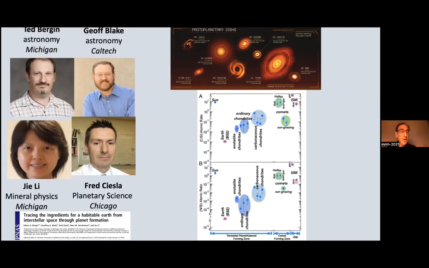The five of us published a paper in 2015, which is this little rectangle in the lower left there, tracing the ingredients for a habitable Earth from interstellar space through planet formation. So Ted and Geoff tend to look at things like protoplanetary disks, which one can see with radio telescopes, and to inventory quantitatively their chemical supply. And so they're able to provide to us things like the carbon concentration and the nitrogen concentration in these disks.